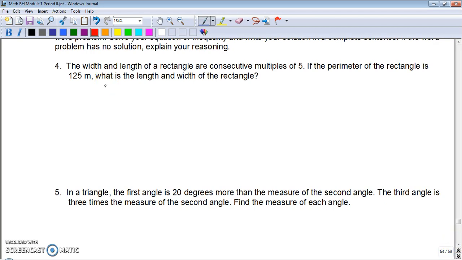Number 4 says the width and length of a rectangle are consecutive multiples of 5. If the perimeter of the rectangle is 125 meters, what are the length and the width of the rectangle? So we're going to have the width be W, and that would make the length... The width is usually the smaller value, and multiples of 5 are 5, 10, 15, 20. So if this is the first multiple of 5, the next one would be 5 more. And so our equation would be 2 times W plus 2 times W plus 5 equals 125.